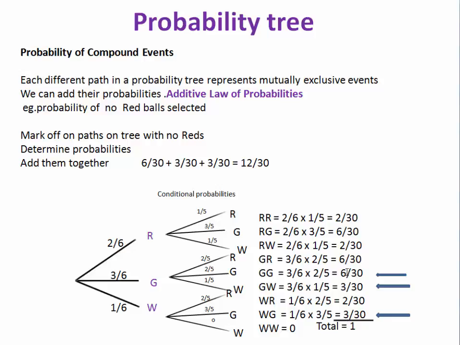So that'll be 6 divided by 30, 3 divided by 30, and 3 divided by 30. And then we add those, and that equals 12 divided by 30. So getting no reds, the probability would be 12 divided by 30.